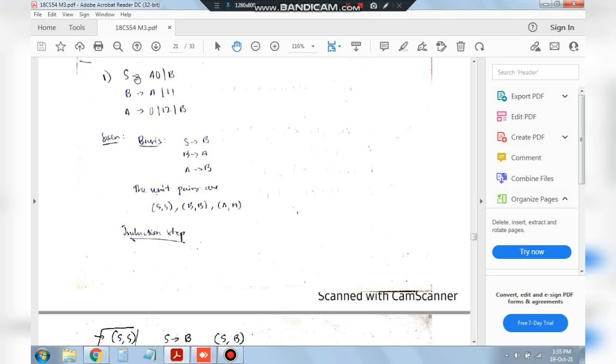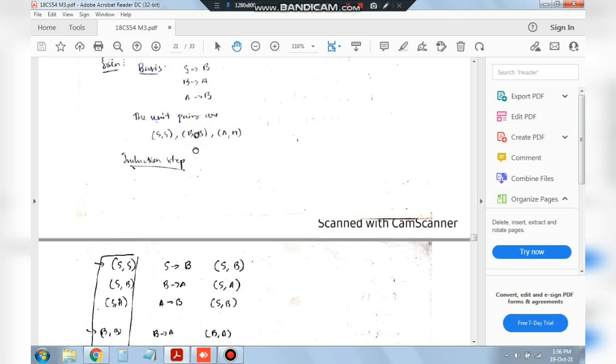A0 cannot be considered, which means we have to go from one letter to another letter. After we get these three lines here, which are S goes to B, B goes to A, A goes to B, the unit pairs will be written as S comma S, B comma B, A comma A. This is the first step which you have to do, the basic step.